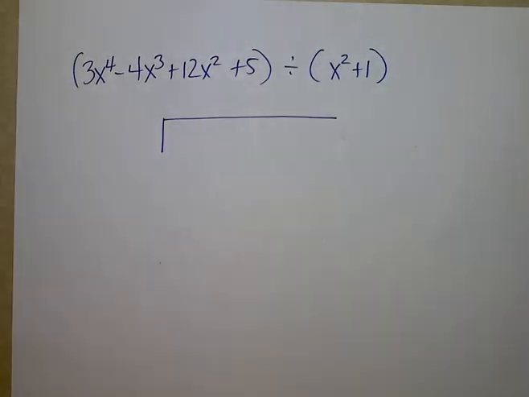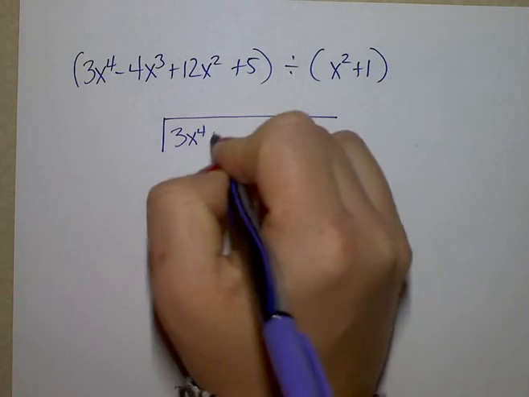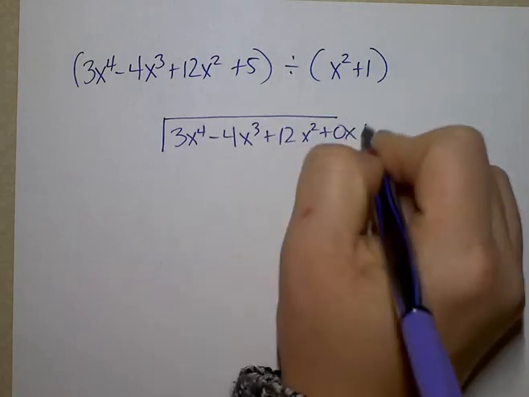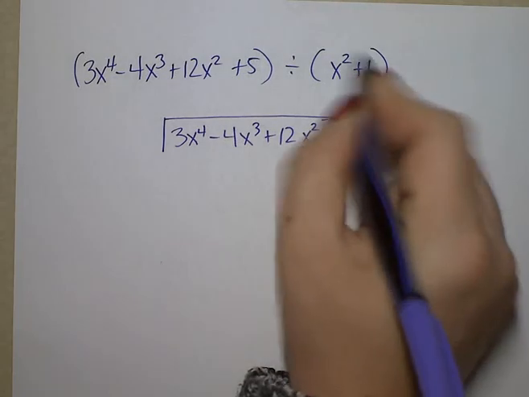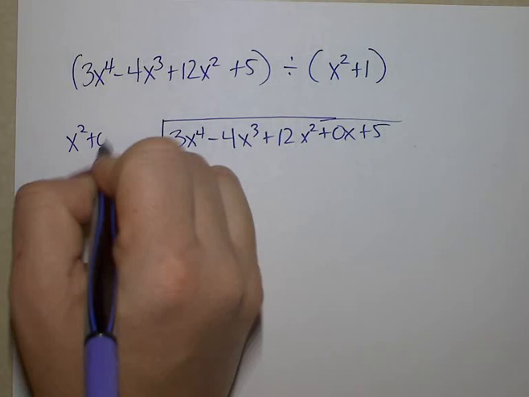How many parts are missing in this particular problem? There's 2 parts missing. So there's an x missing here. I'm guessing most people caught that part. But what's missing here? The x. So x squared plus 0x plus 1.